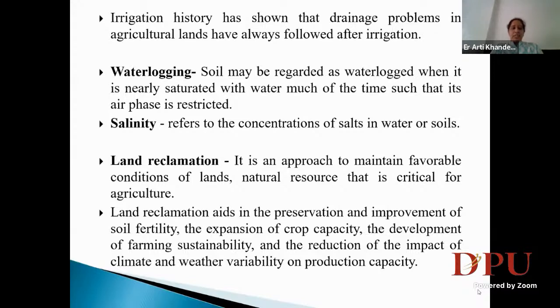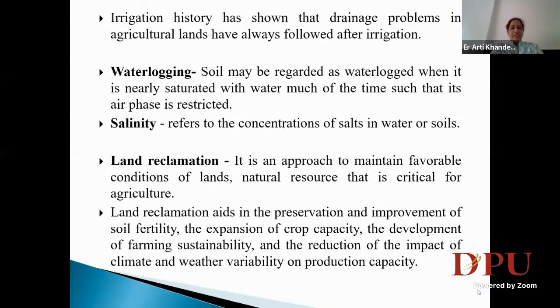In your curriculum and syllabus, you know these two parameters, water logging and salinity. Soil may be regarded as waterlogged when it is nearly saturated with water all the time, such that its air phase is restricted. Another phenomenon is salinity, which refers to concentrated salt in water as well as at the top of the soil.